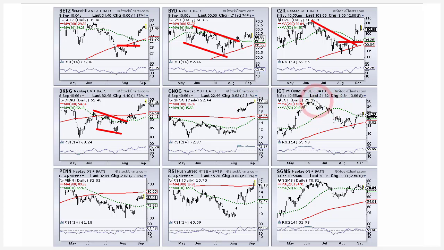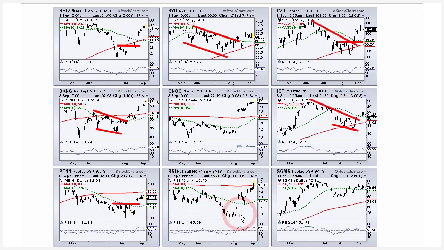International Gaming Technology, they make components for slot machines and casinos and such, but it had a nice wedge and a wedge breakout. Penn National Gaming, another sports betting ETF, got a big breakout, kind of stalling, so maybe a pullback to the breakout zone, and 50-day would offer an opportunity.